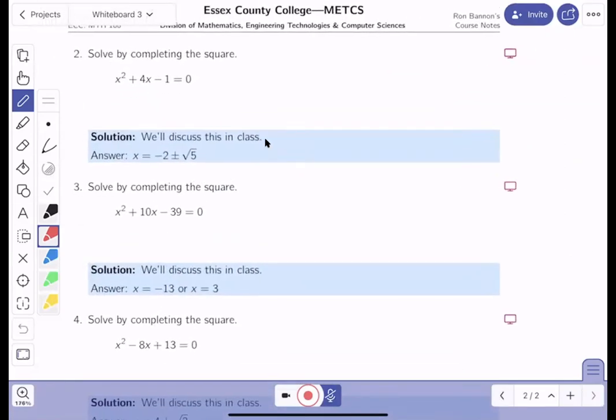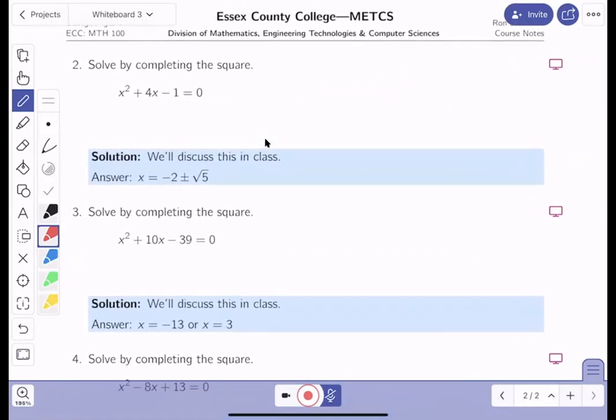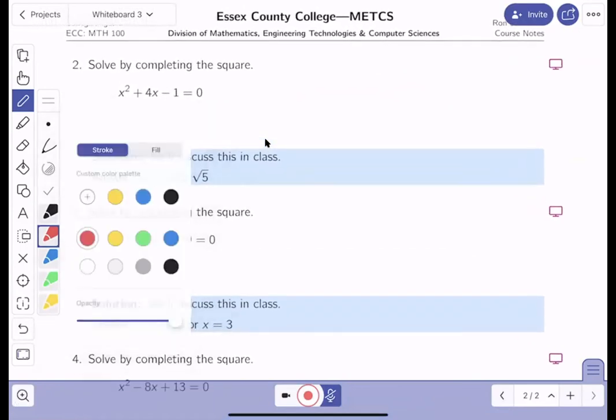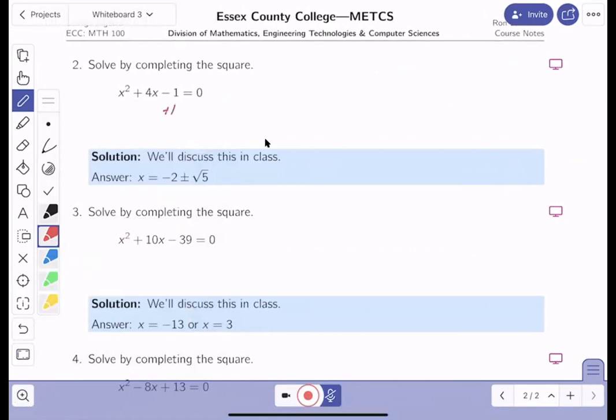And again, I'm going to go through the procedure for you. This is number 2. The procedure should be relatively simple. Isolate the constant by adding 1 to both sides. And what would you get? Let's write this over here. You would get x squared plus 4x is equal to 1.